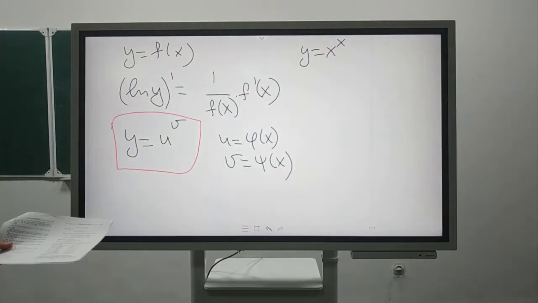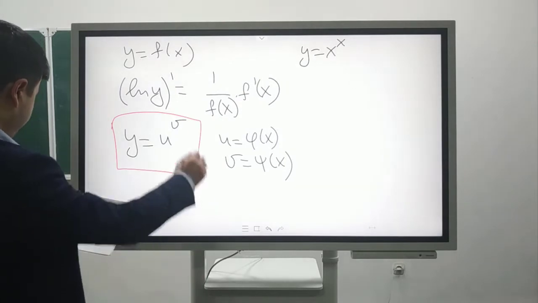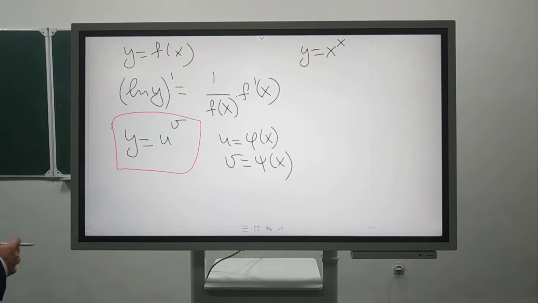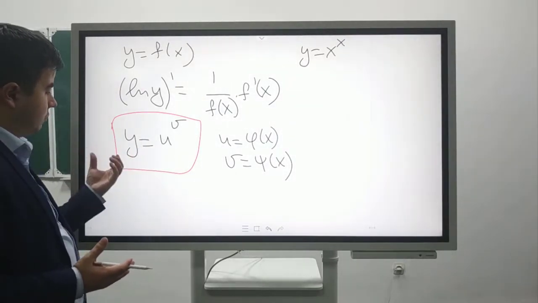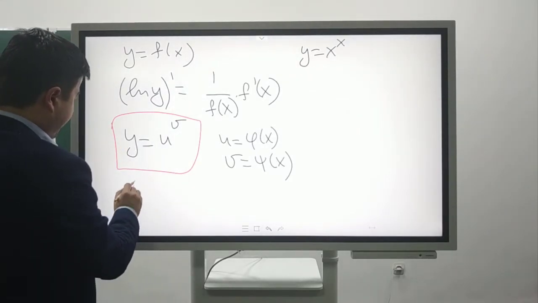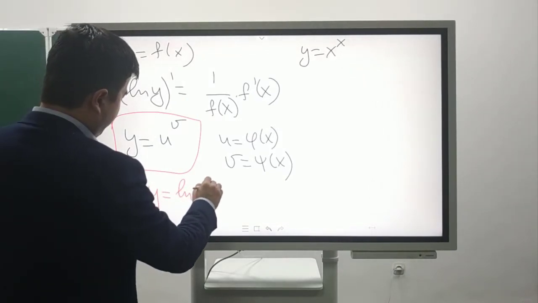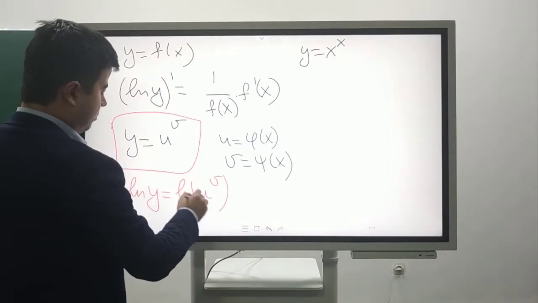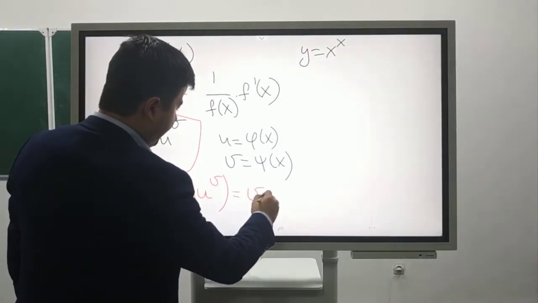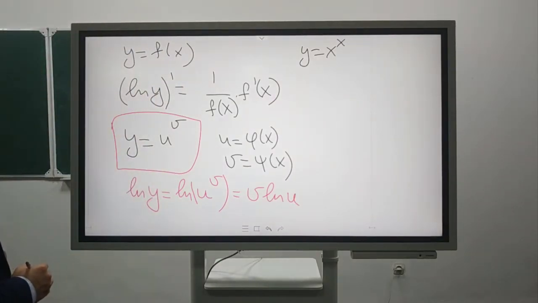So let's continue. And now, can you write in this form? For example, taking logarithm from both sides of our equality. So it will be now natural logarithm of y and natural logarithm of u^v. In brackets. So if we continue this one, it is v natural logarithm of u. Okay?